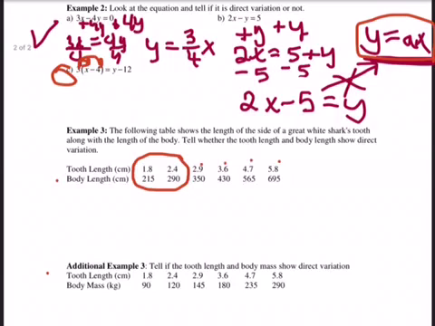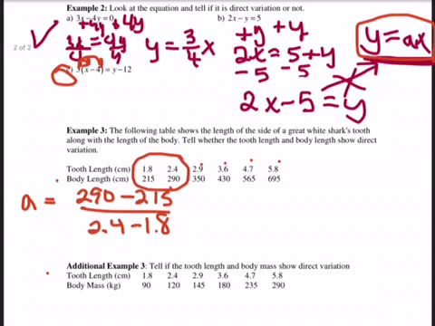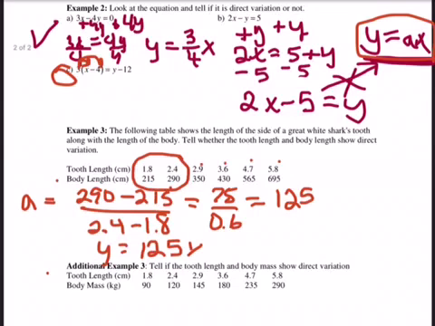So I'm going to find my slope. In this case, we're going to call it a, and I'm going to take y2 minus y1. So that's the 290 minus 215 over 2.4 minus 1.8. So that gives me 75 over 0.6, which is 125. So if this is direct variation, my equation is y equals 125 times x.